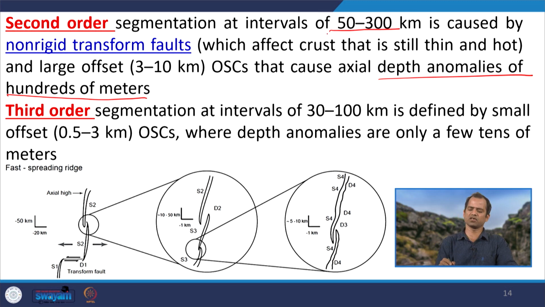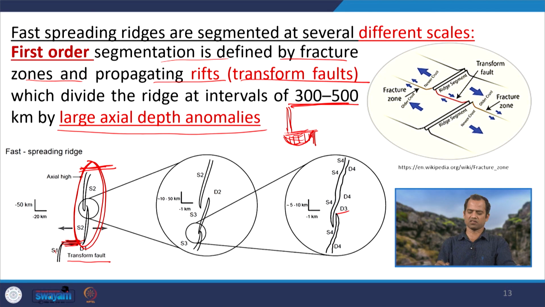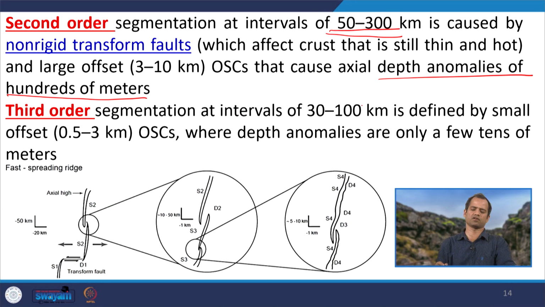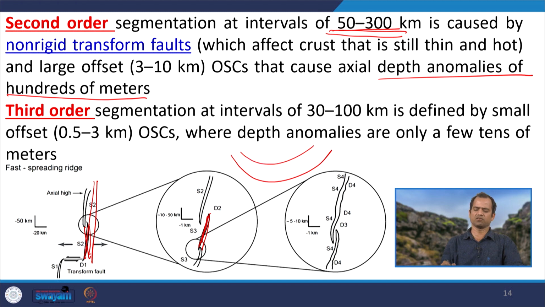Similarly, length wise, it is 50 to 300 kilometer. Earlier it was larger, that is 300 to 500 kilometer, but now we have a smaller segment. Earlier we had a segment like this, now we have a segment like this. This is the second order discontinuity. Then depth wise also it is less. Earlier this was the depth, now this is the depth.